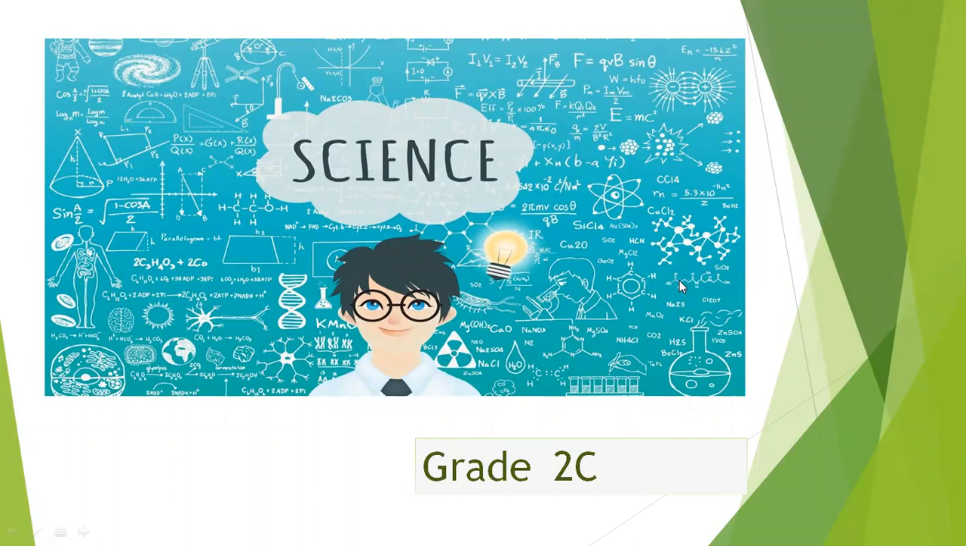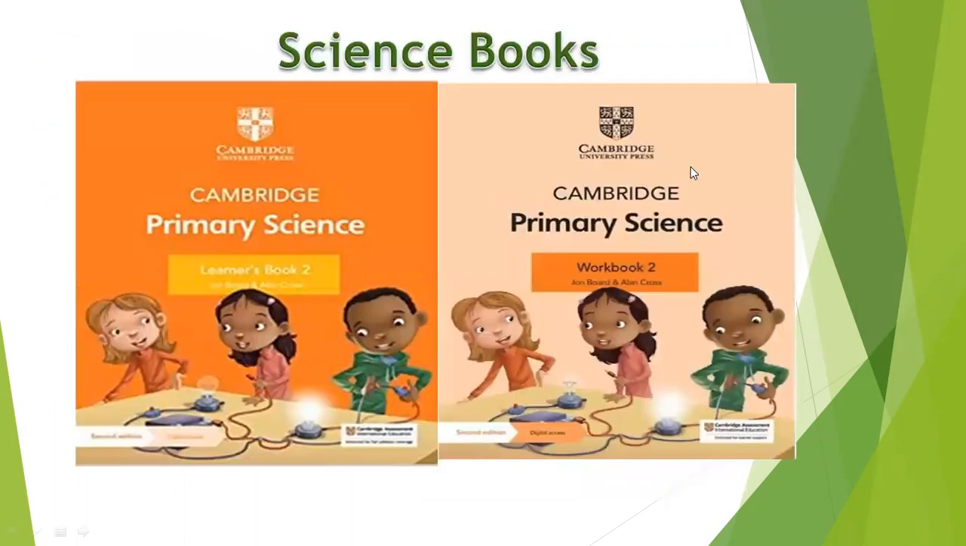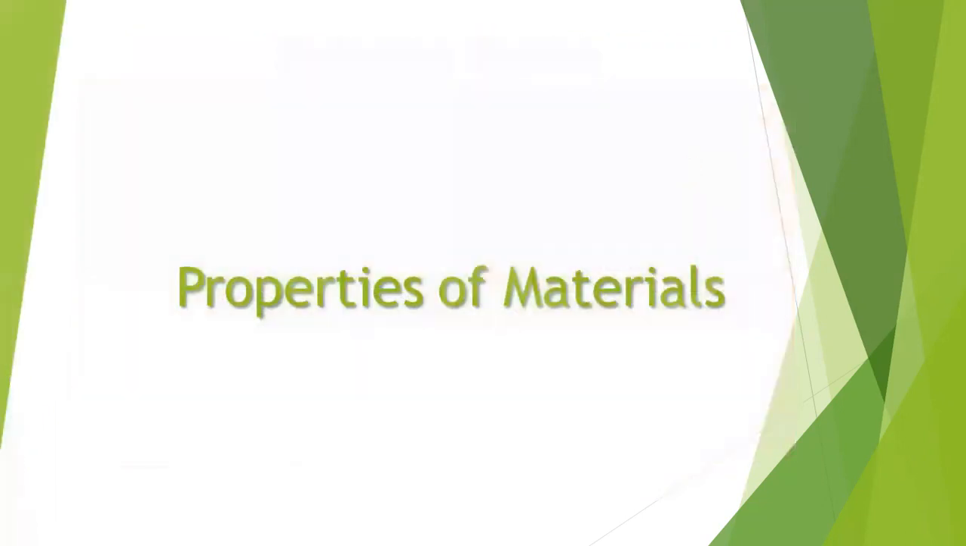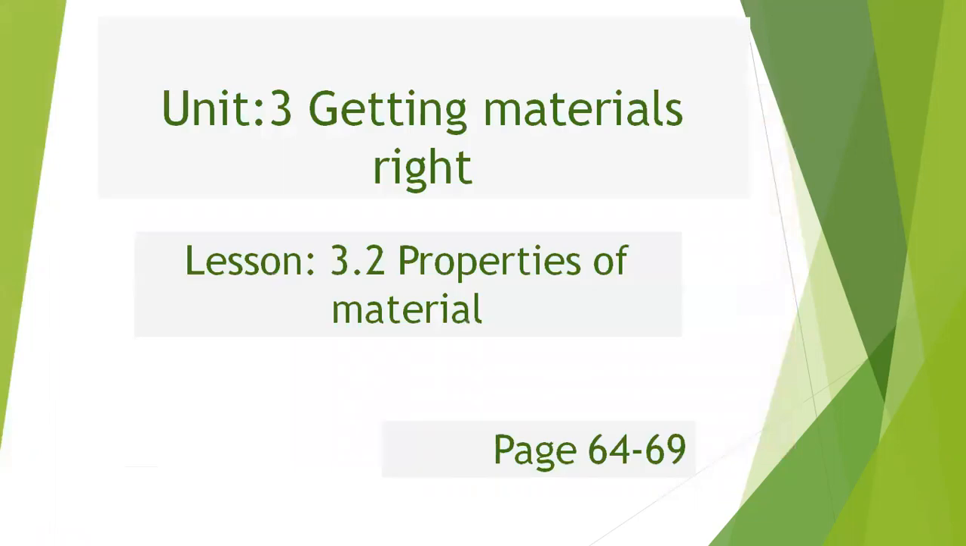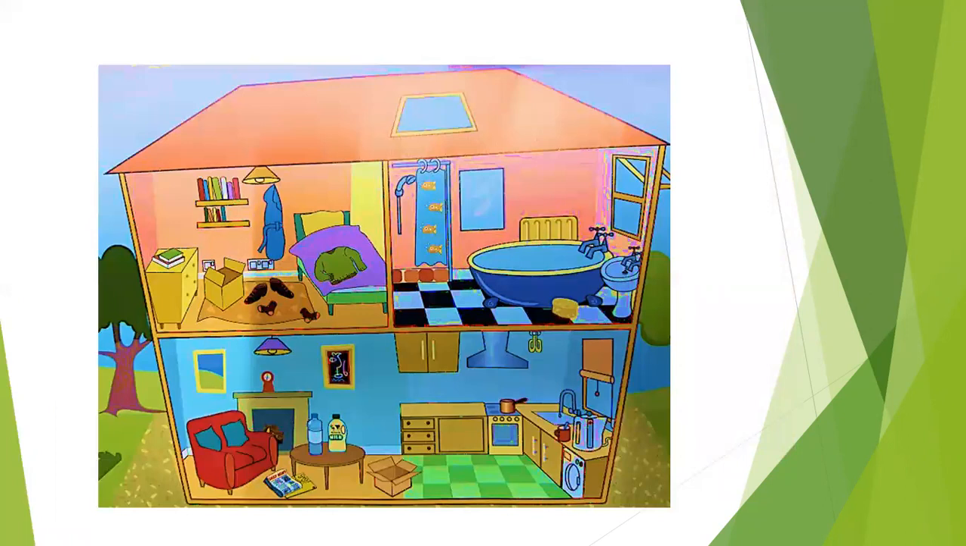Today in science, we are going to study about properties of materials. That is on Unit 3, Getting Materials Right, page number 64 to 69. So you can see this house. There are different things that are made of different materials.